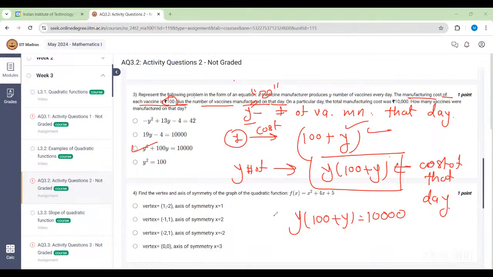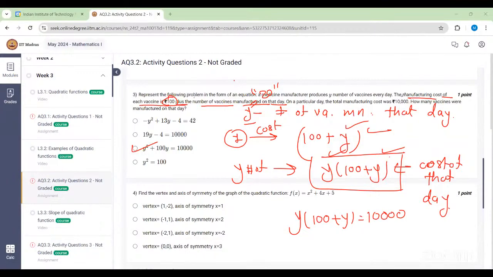Ma'am, Y represents the number of vaccines manufactured per day, and 100 plus Y represents the manufacturing price for one vaccine. And what will Y into 100 plus Y represent, ma'am? The cost of that day, the manufacturing cost on that particular day, because the number of vaccines is multiplied by the cost, right? So that will be the cost of that particular day.